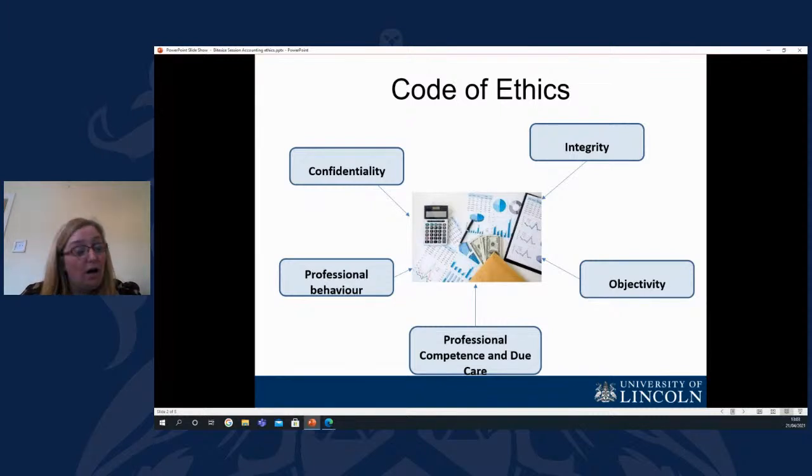So, for example, I've never ever worked as a tax accountant. I've done a couple of exams in it, but I've never worked as a tax accountant. And regularly people ask me for tax advice. And I have to say no. Because if I was to give them tax advice and it was wrong, I would actually be breaching my code of ethics because I just don't have the skill to do that.